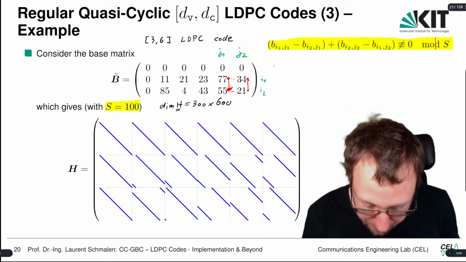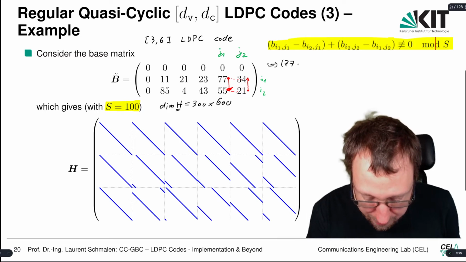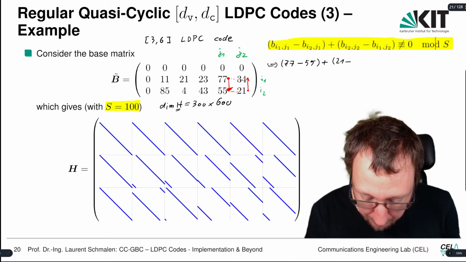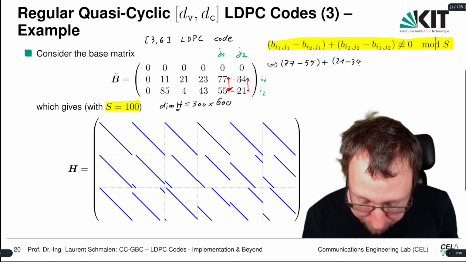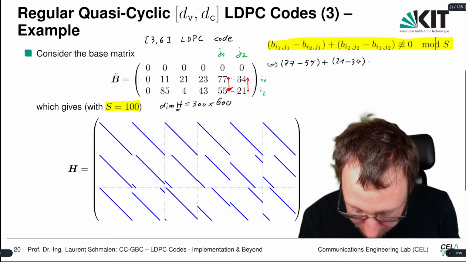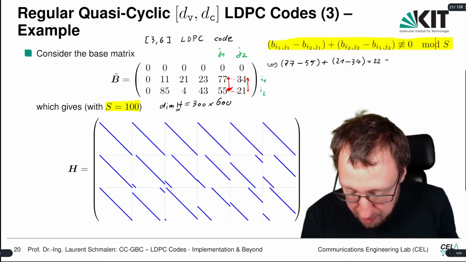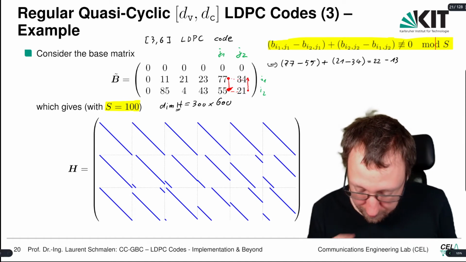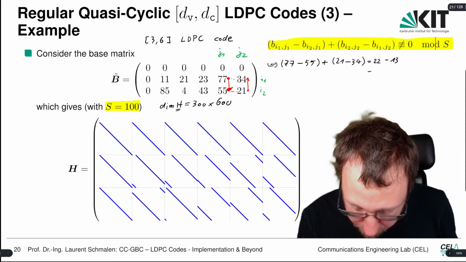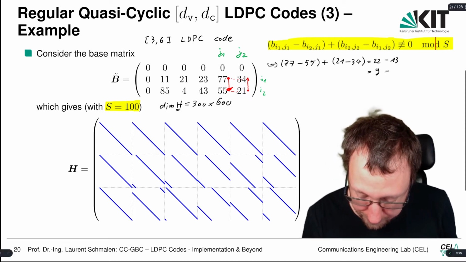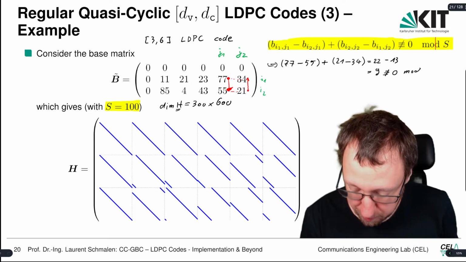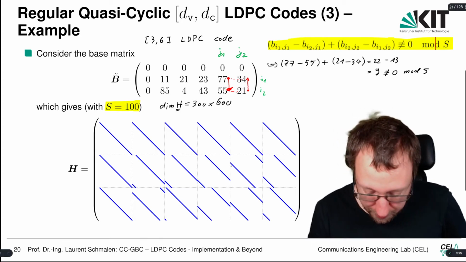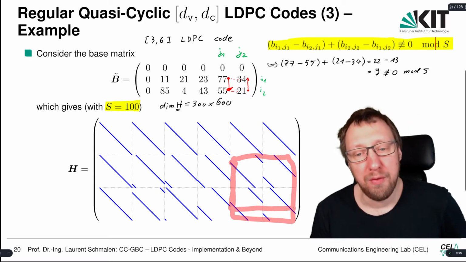So here, this means that 77 minus 55 plus 21 minus 34, which is equal to 22 minus 13, which is equal to 9, and this is different from 0 modulo S. So this means that here in those matrices, we will not have a fourth cycle.